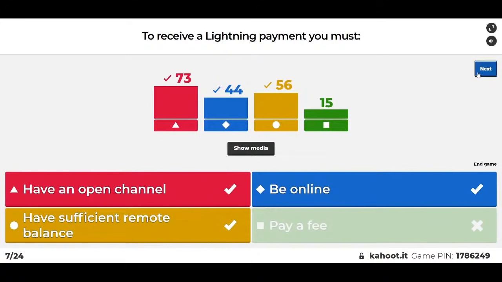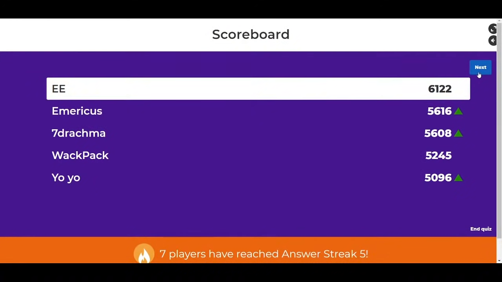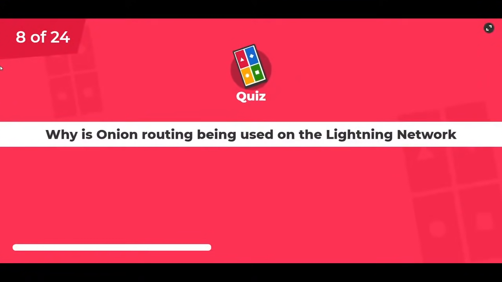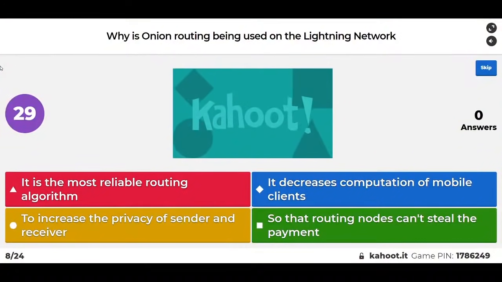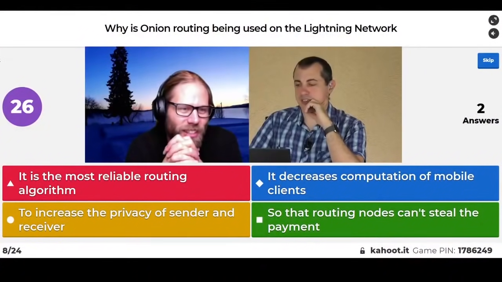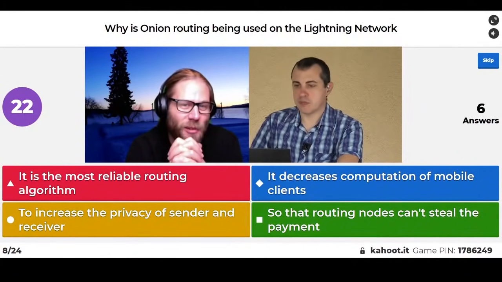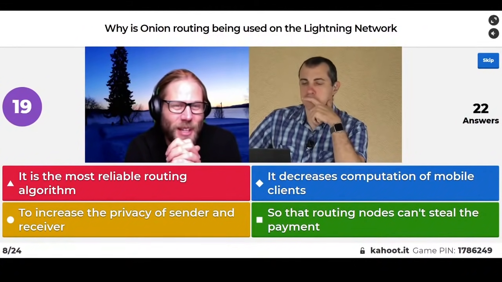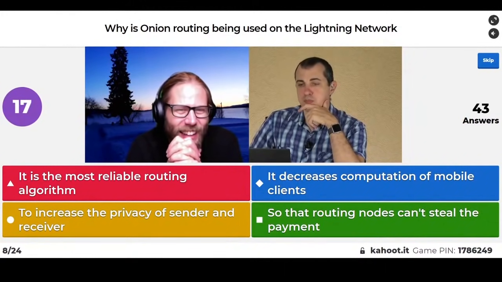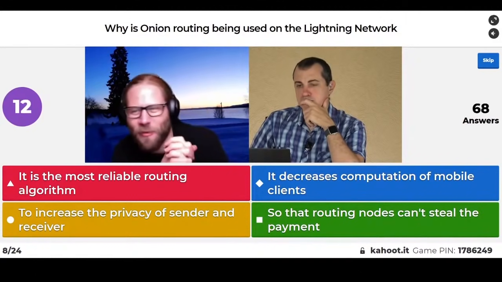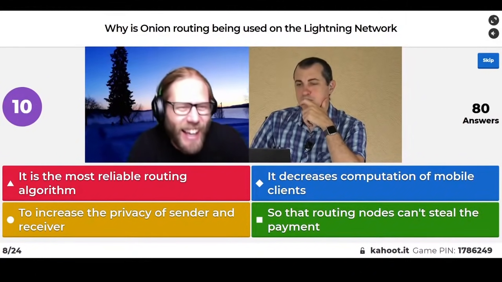All right, that was question number 8. Seven players have reached answer streak 5. EE is still winning this game. I wonder who EE is. I have a feeling. Why is onion routing being used on the Lightning Network? Oh, so people are actually reading the questions. The answers are not flowing in so quickly, which is good. I mean, it's long answers. You can tell which questions come from me when you see the long answers.